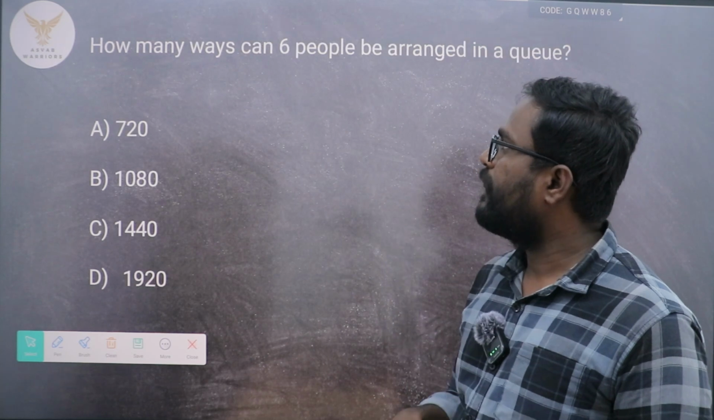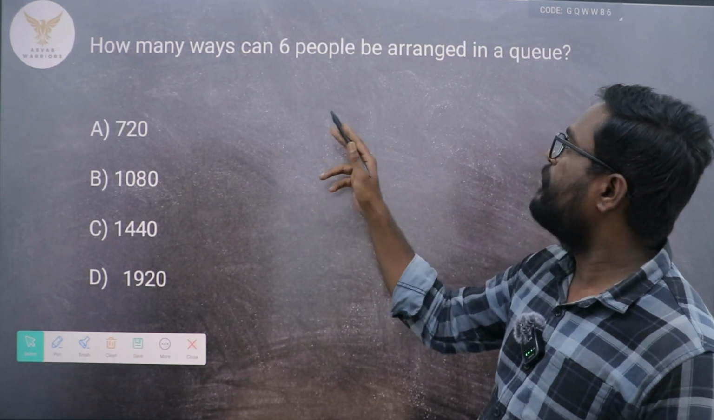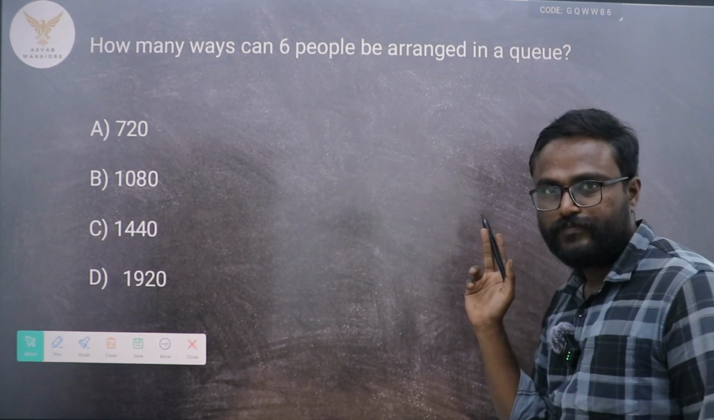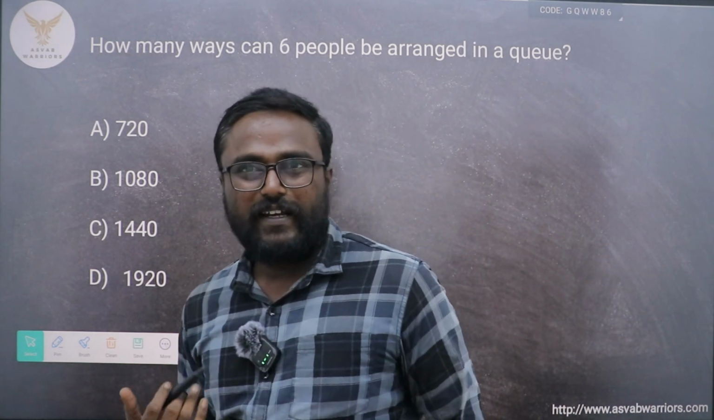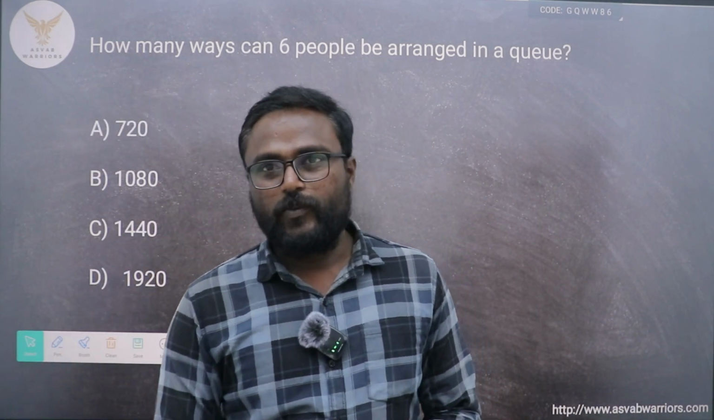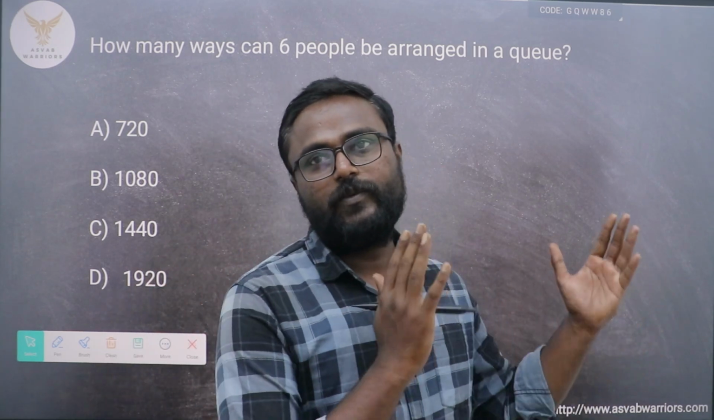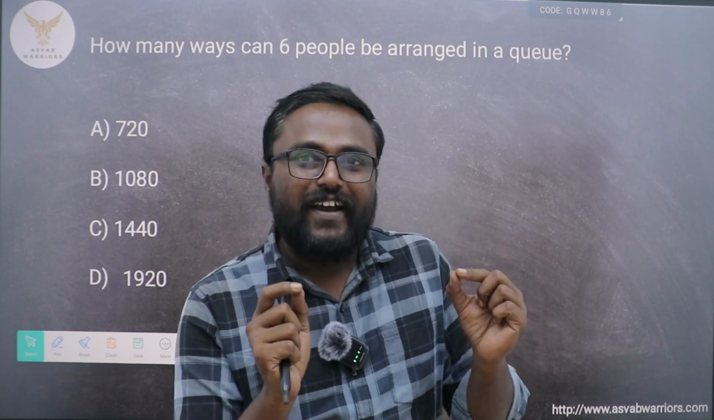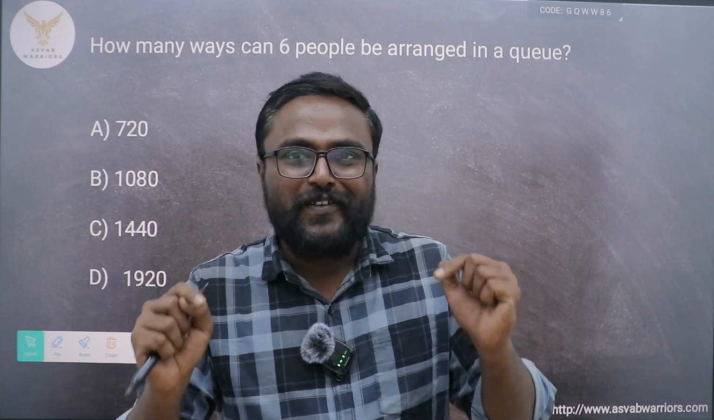So the question says, how many ways can 6 people be arranged in a queue? Right. So basically you know the answer. You need to find the factorial of 6. You need to multiply 6 times 5 times 4 times 3 times 2 times 1 and you need to get the answer and write it down in the comment section.